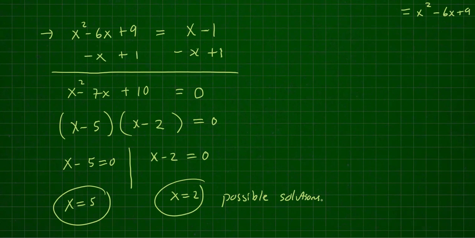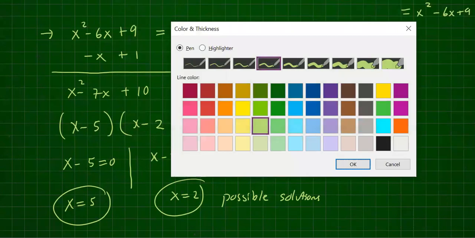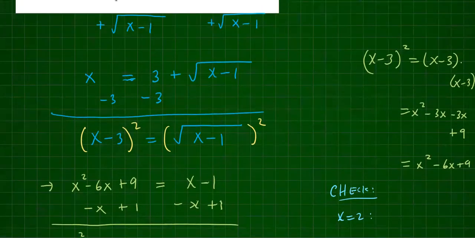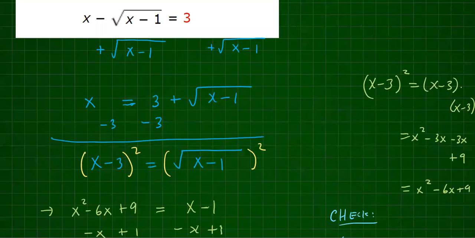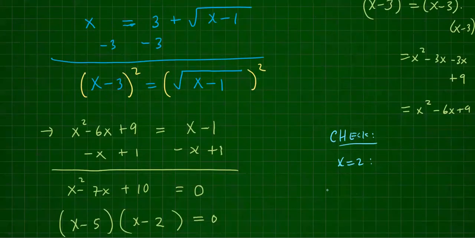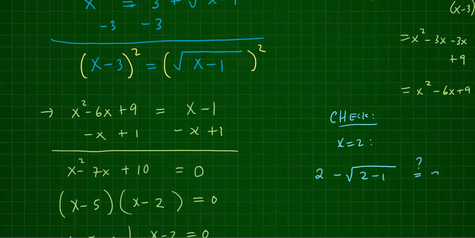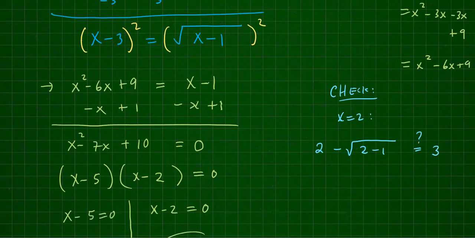So let's check for x equal 2 first. So for x equal 2, when we plug this into the original, well, what is the original? Our original is x minus square root of x minus 1. So we get x, that's 2, minus square root of x minus 1, that's 2 minus 1. We want to see if that is equal to 3. So that's what we're checking, plugging it into the original equation.